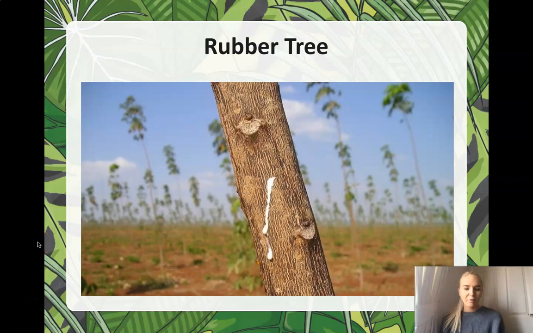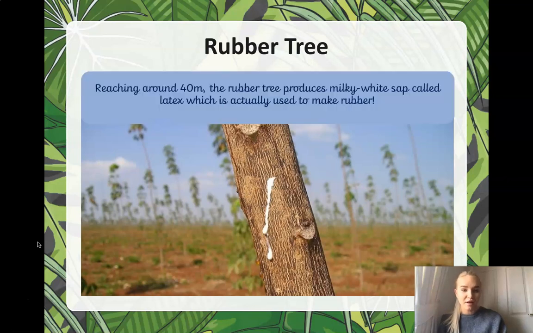Hello everyone and welcome to part 2 of today's geography lesson. Now, so far we have looked at the different adaptations that some plants have in a tropical rainforest, and then we began looking at the different types of plants that we might find in a tropical rainforest. We started off by looking at the banana tree, and the second plant that can be found in a tropical rainforest is the rubber tree.